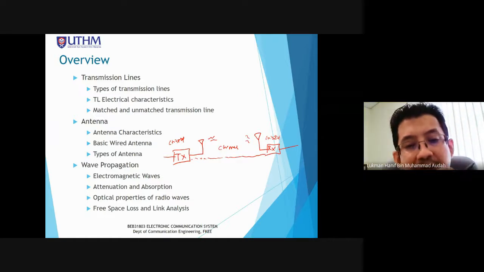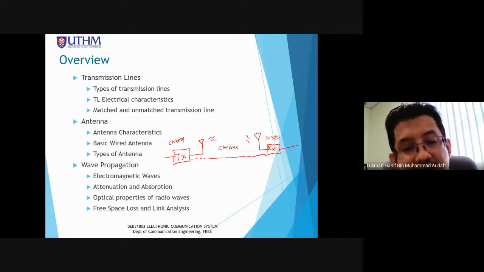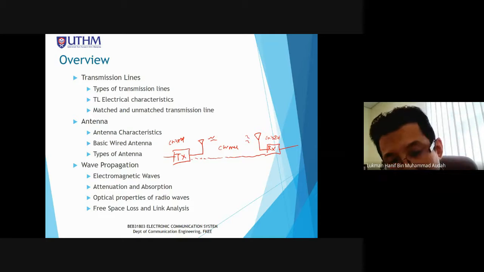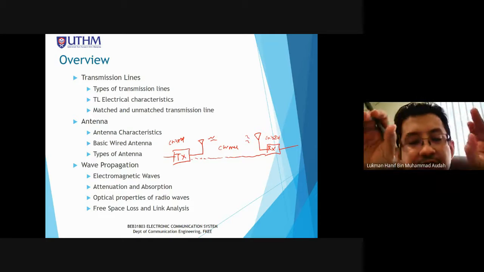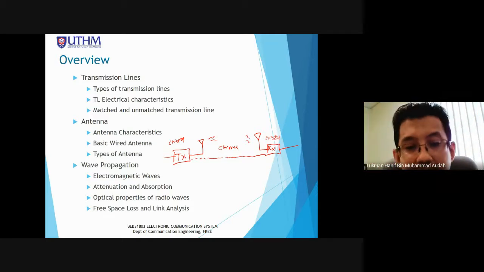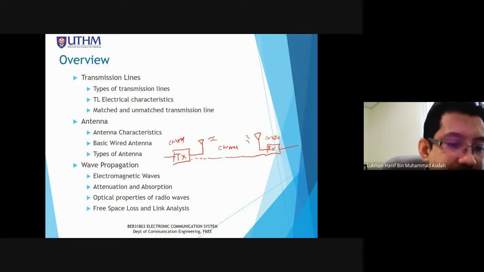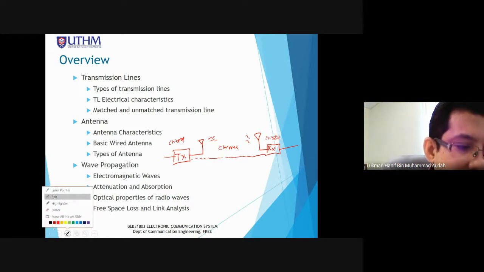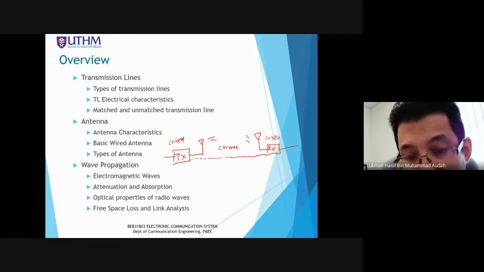Okay, but now in chapter 5, we are not looking inside the transmitter or receiver anymore. Kita nak lihat perkara di luar. Okay, outside from the transmitter and receiver. Okay, so we want to see, we want to learn about the transmission line.